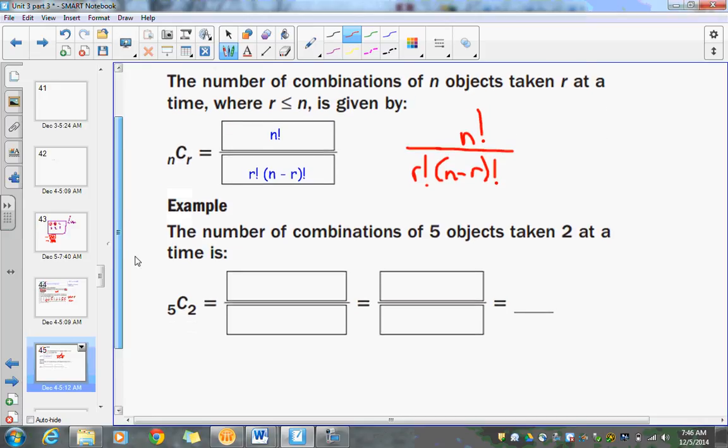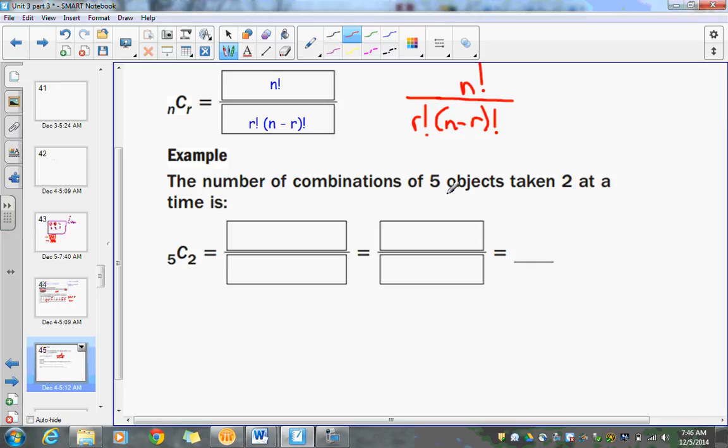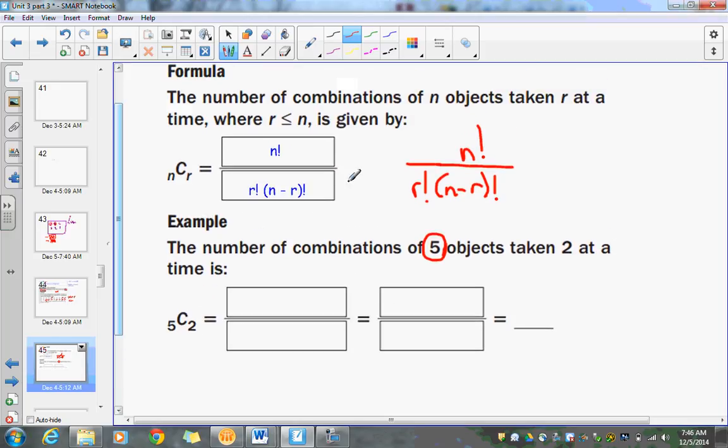All right, let's do an example. The number of combinations of 5 objects taken 2 at a time. This 5 represents the total number, which means this is what N is. So N is the total number of objects, which is 5, and it's in here. I'm just highlighting right here. N objects. 2 at a time represents R. That represents how many objects you're taking at a time.